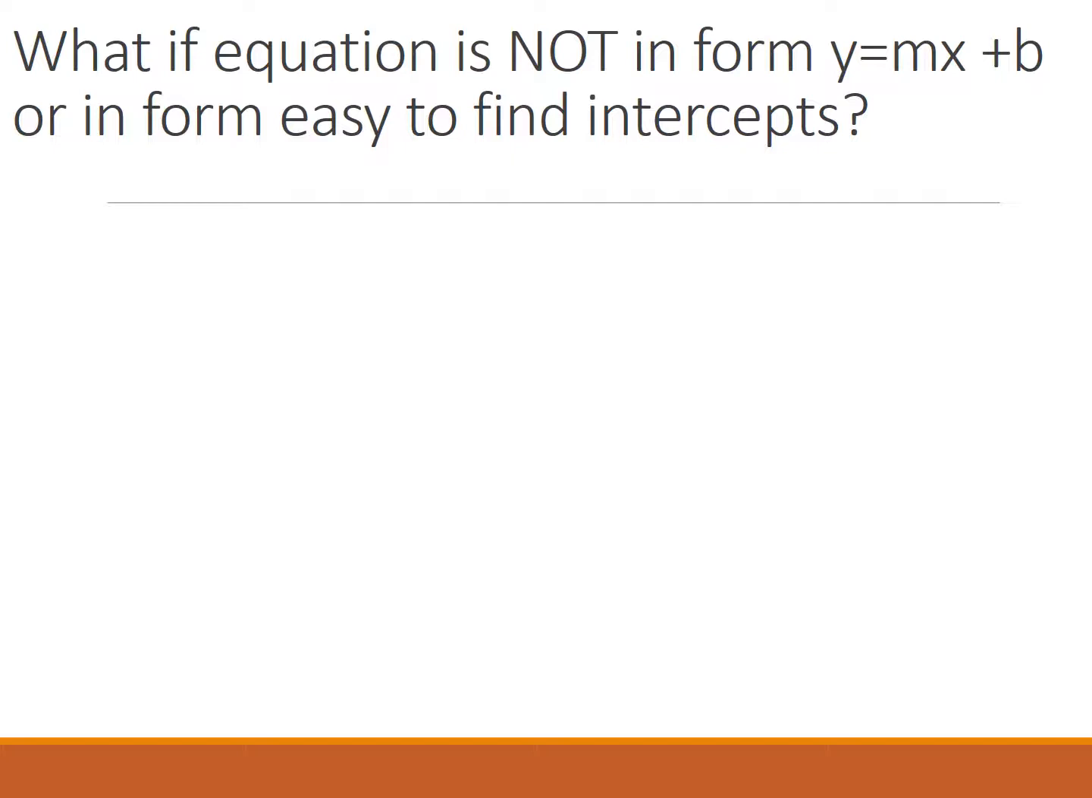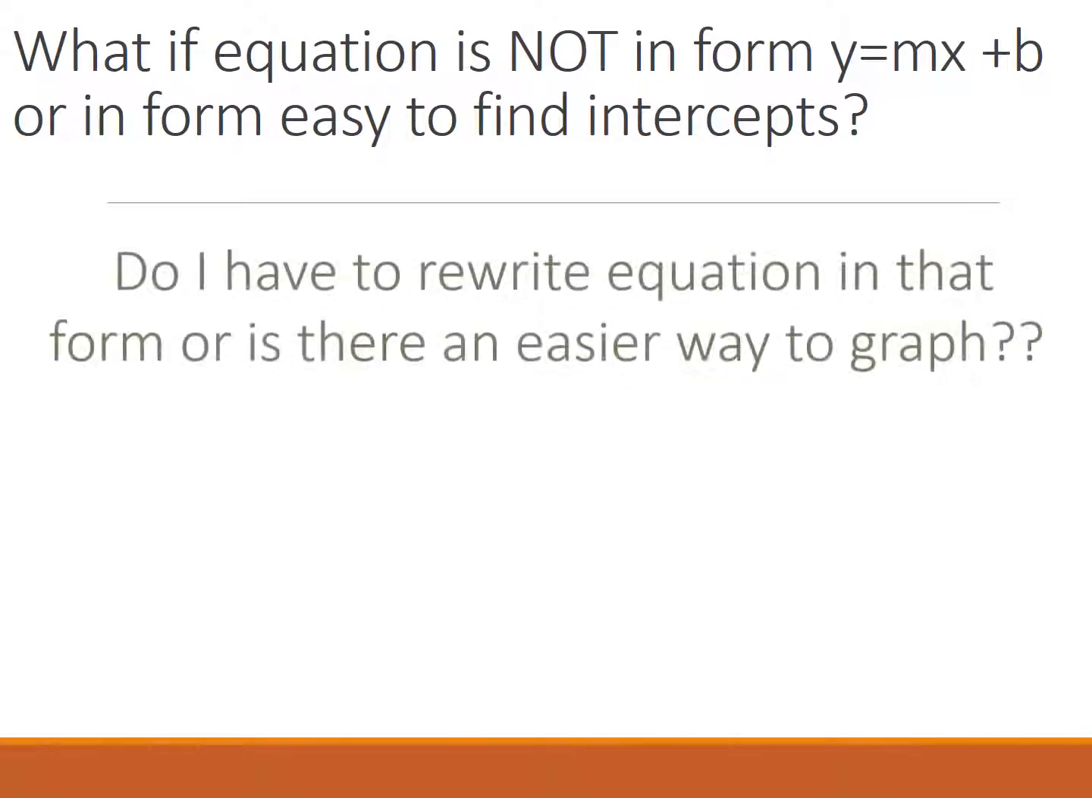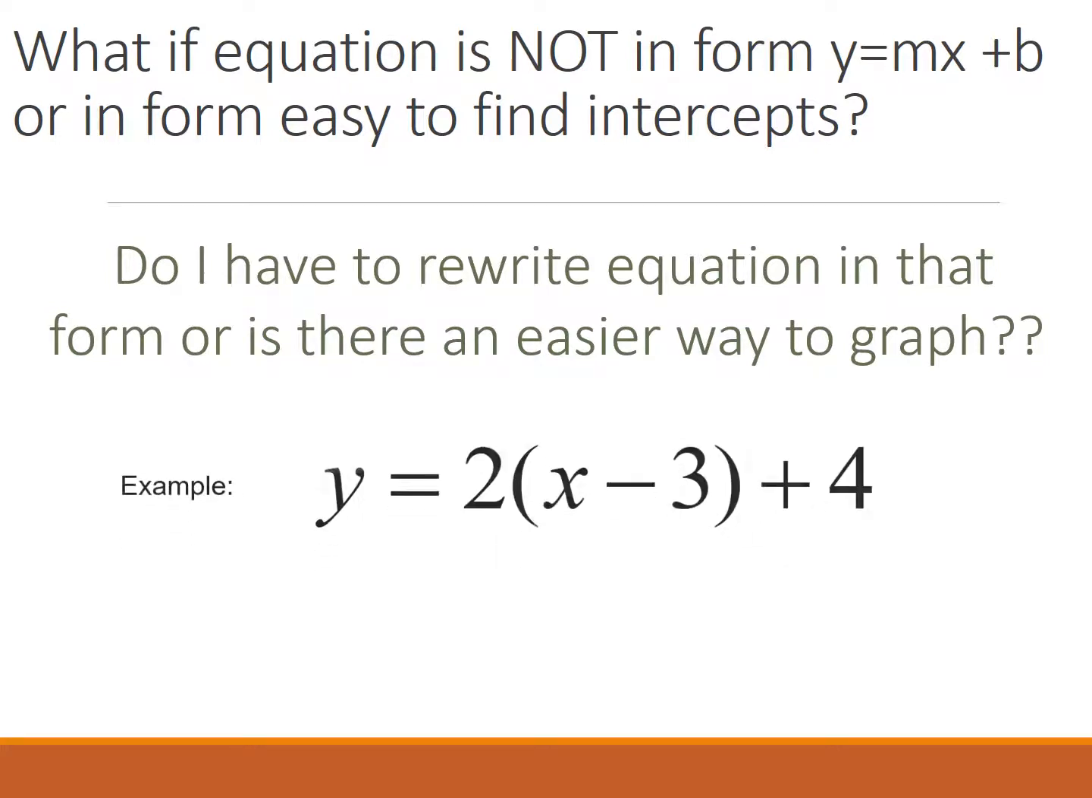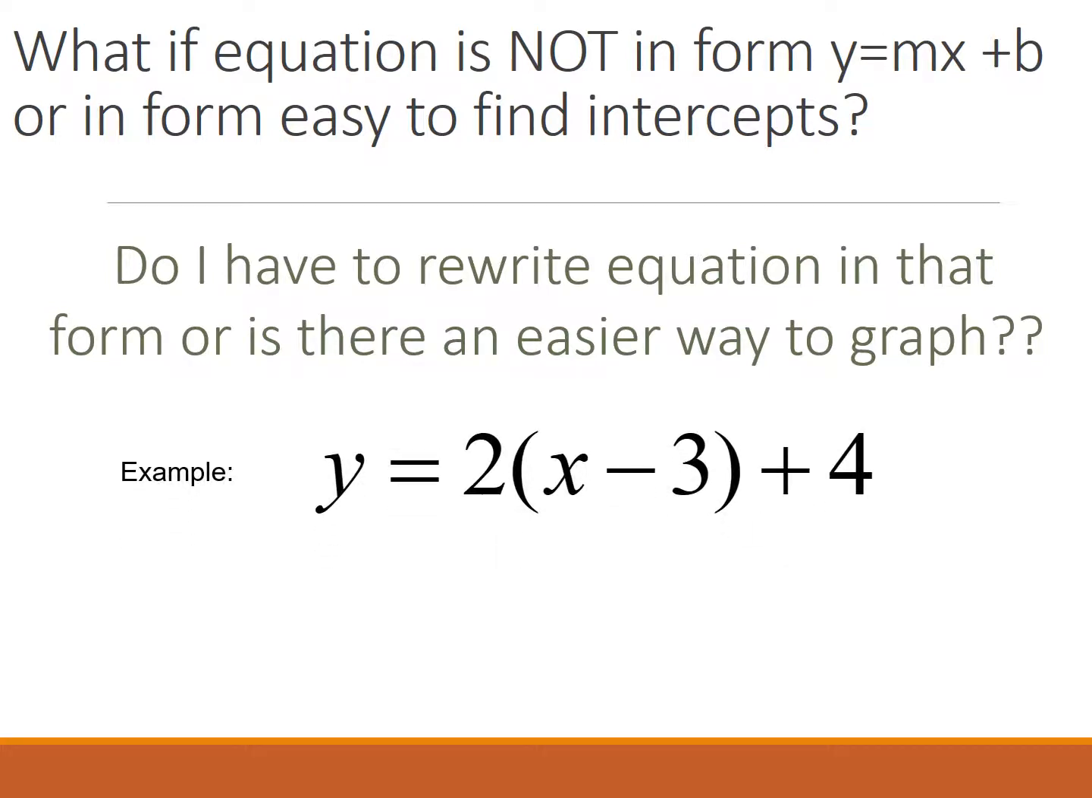Okay, so now what if the equation is not in the form y equals mx plus b, so not in slope-intercept, and it's not in an easy-to-find intercept form? What am I going to do? Do I have to rewrite the equation in that form, or is there an easier way to graph? So here's the example of an equation that's not in y equals mx plus b, nor is it in intercept form. So how are we going to go about graphing this form?